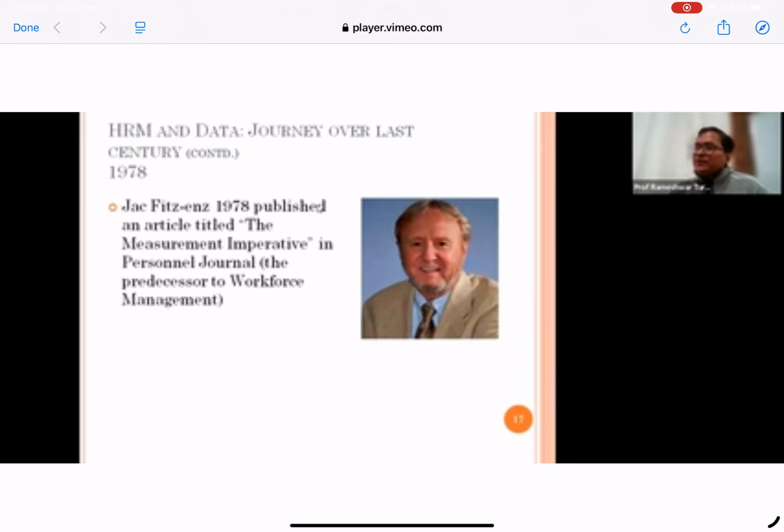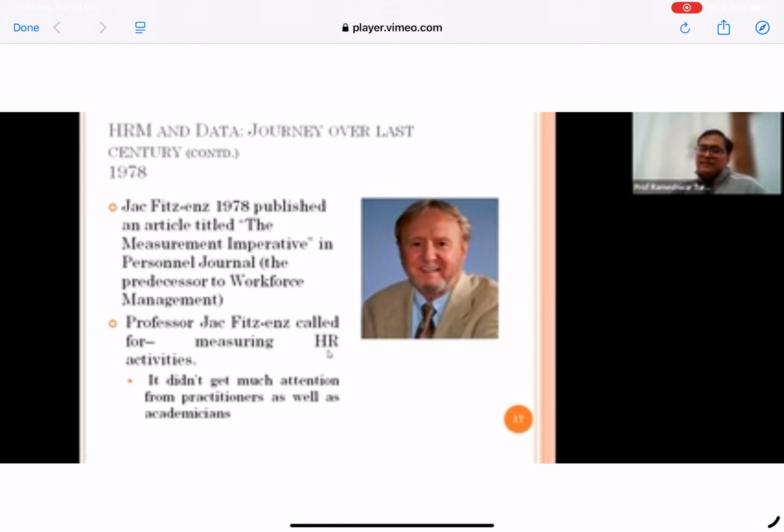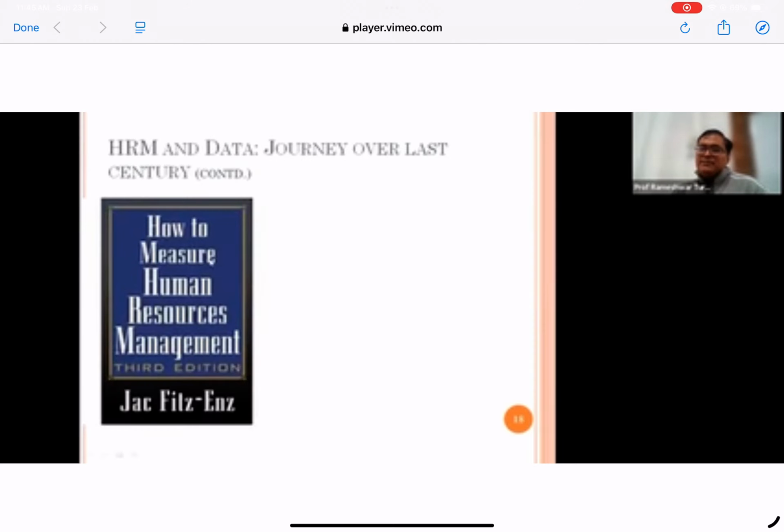Nobody gave attention to this article at that time, neither academicians nor practitioners. But this gentleman kept on arguing that we have to measure HR. We have to quantify HR activities. He came up with a book called How to Measure Human Resource Management. The idea of metrics got impetus after this book.